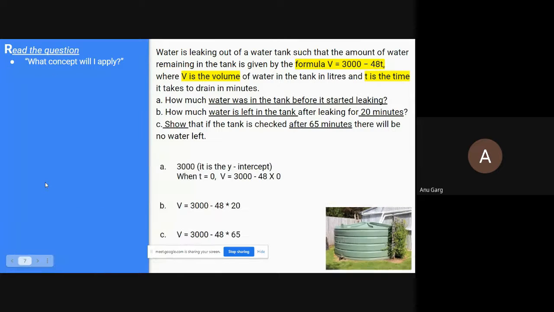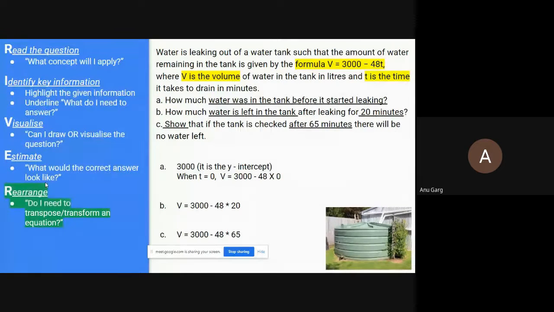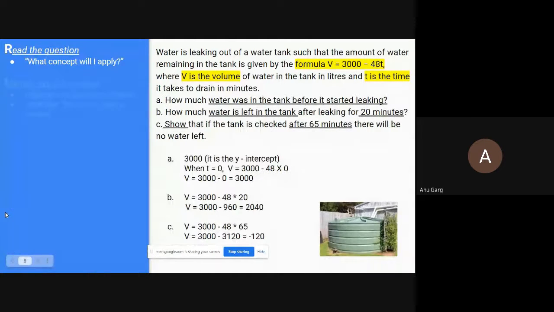Then your next part is rearranging. Check whether you need to transform, transpose, or rearrange the equation. In the first one, as I was estimating before, if time is 0, then V would be equal to 3000 minus 48 times 0. T was my time in this equation, and I'm substituting that 0 here. When you do that, you will get the answer, right? Because 48 times 0 is 0, your 3000 would be your answer. For B and C, I already have my equation, so there is no rearranging required. I can just move on to my next step, which is solve.